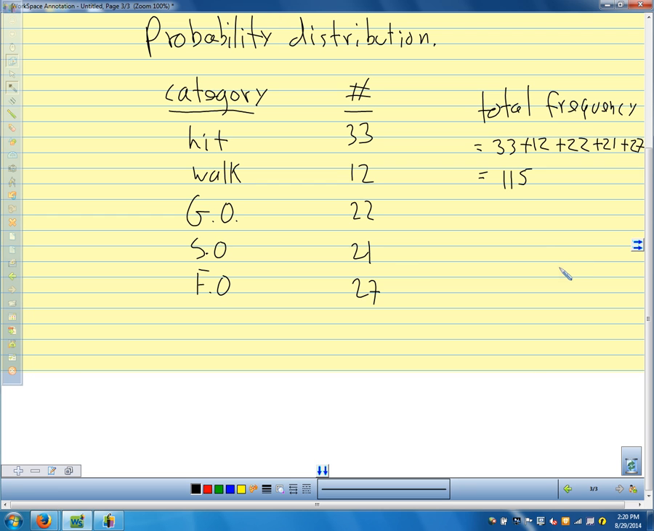Probability distribution is just the probability of each category. So what's the probability of a hit if this is the total? 33 over 115. What's the probability of a walk? 12 over 115. Ground out? 22 over 115. Strikeout? 21 over 115. And fly out? 27 over 115. That's our probability distribution.